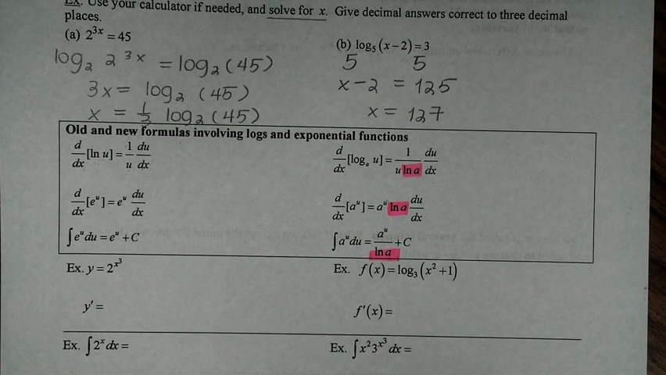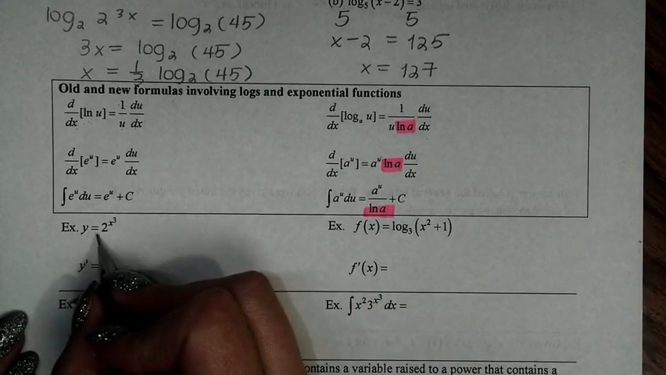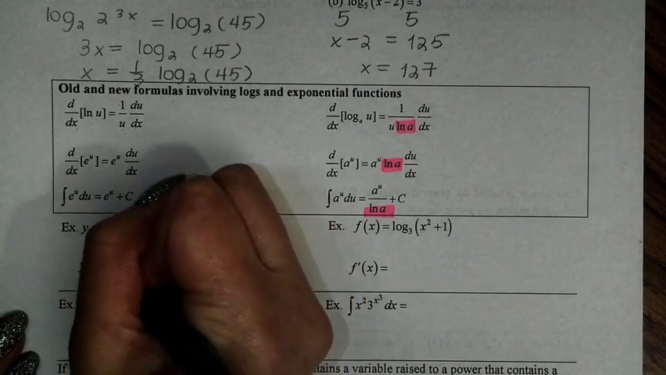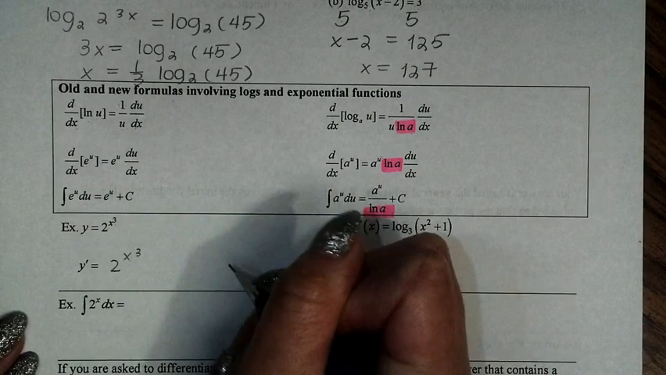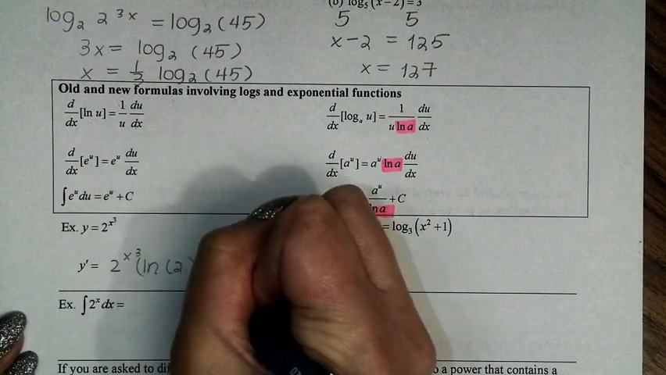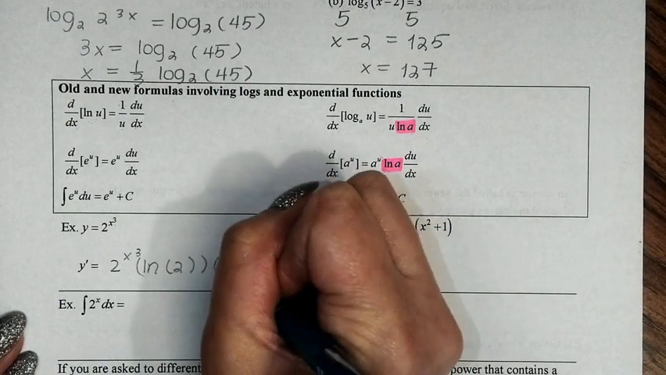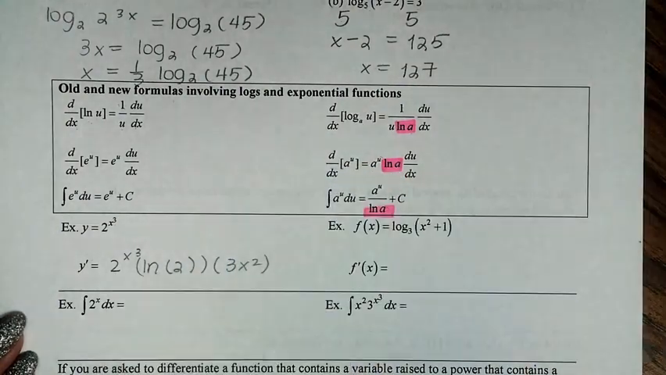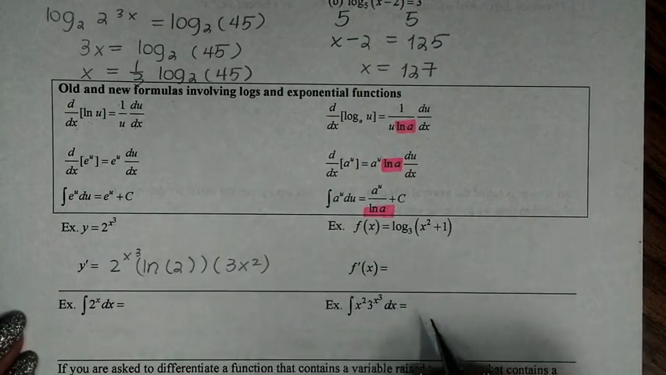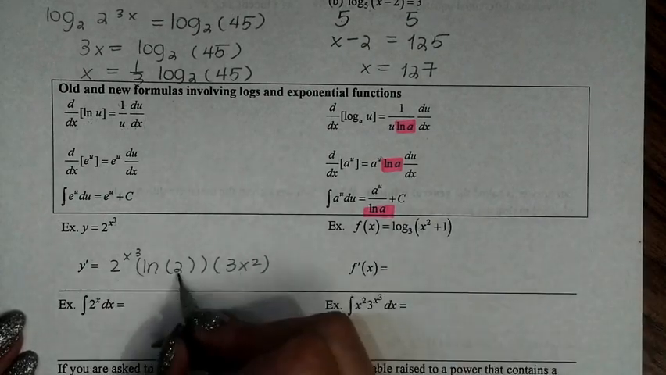Let's apply these formulas so you can see they are very user friendly. Let's take the derivative of y equals 2 to the power of x cubed. The derivative is itself as it is, times the natural log of the base, in this case 2, and all this times the chain rule, which is the derivative of the exponent, 3x squared. You can move this in front, but it's a multiplication, so it's commutative and it doesn't matter. Leave it like that.